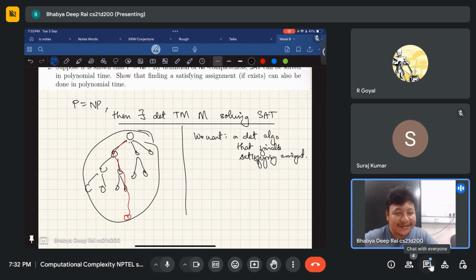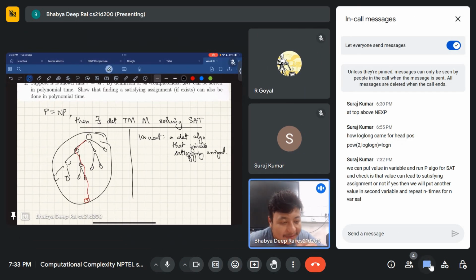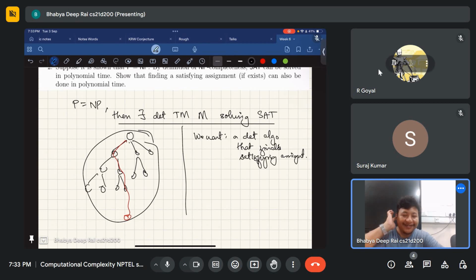And that too non-deterministically, which is not clear to us how that can be done by a deterministic machine at all. Suraj is saying we can put a value in a variable, run the P algorithm for SAT and check whether that value can lead to a satisfying assignment or not. If yes, then we put another value in the second variable and repeat n times for n variables. Yeah, that is the correct answer.